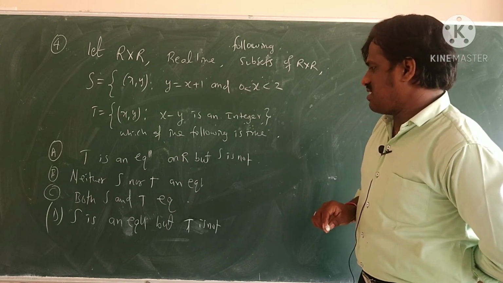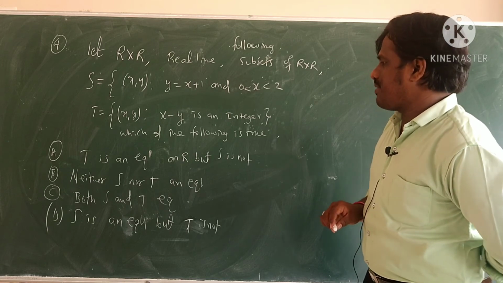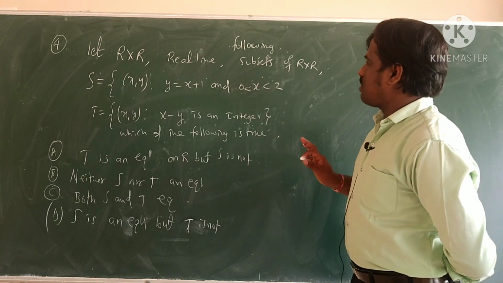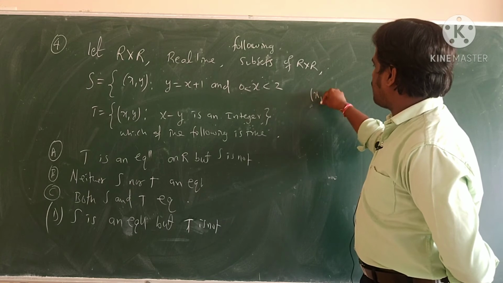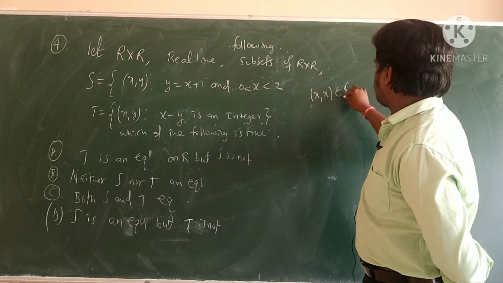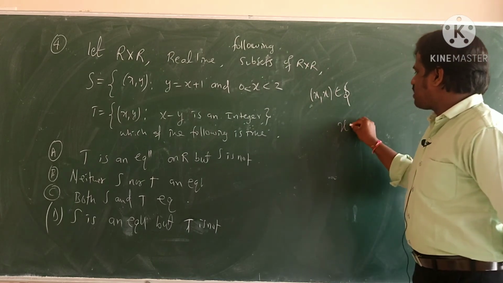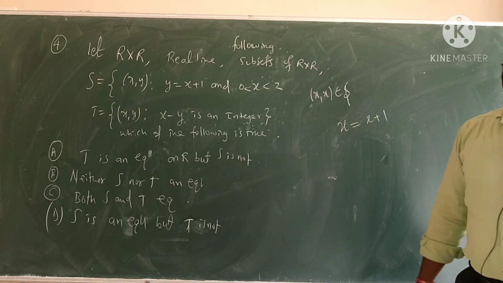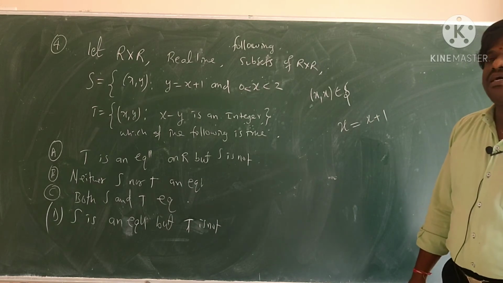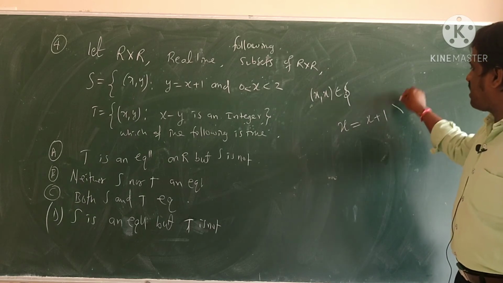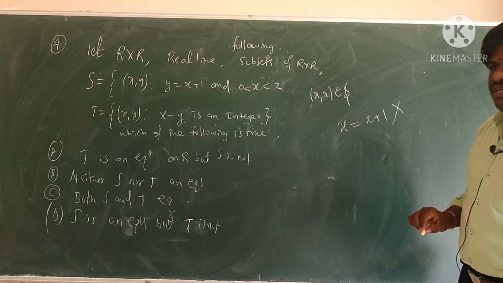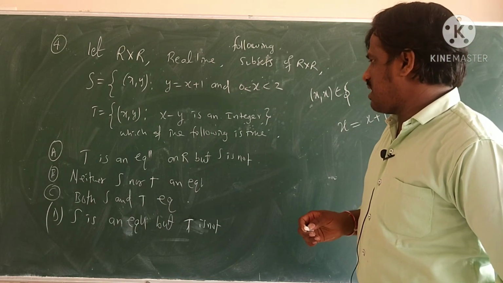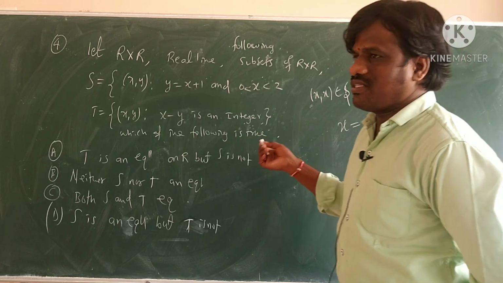T is equivalence, right? Okay, fine. Now we have to look at S. It is written x comma x belongs to S, so what will I get here? x is equal to x plus 1. Can this happen? No. So it is not even reflexive, so equivalence will not hold, right? T is equivalence on R but S is not equivalence, so A is the right option.